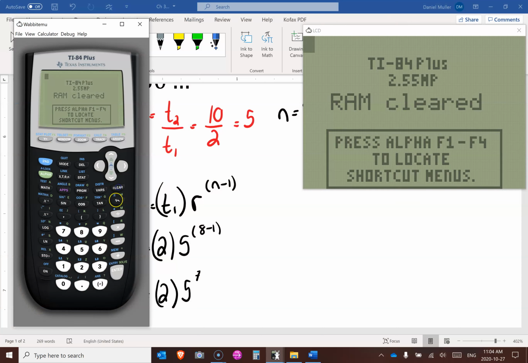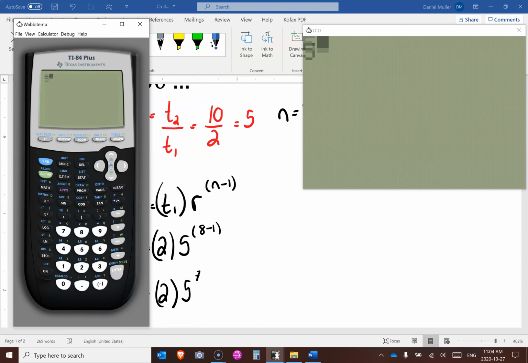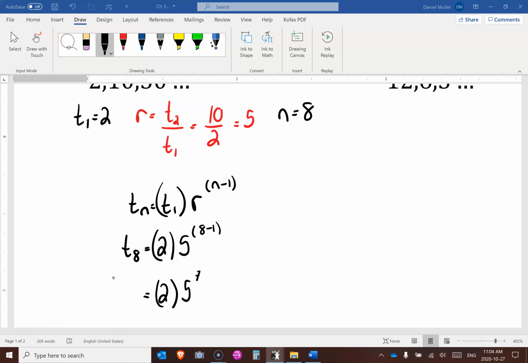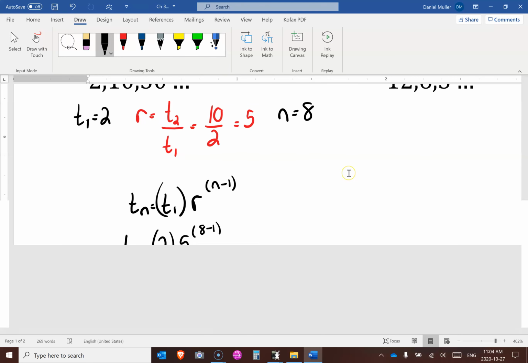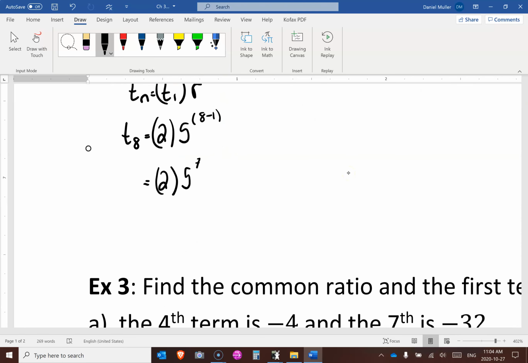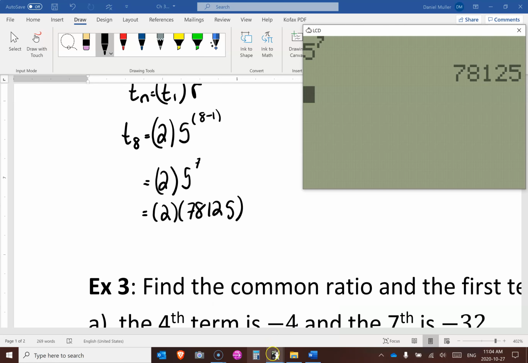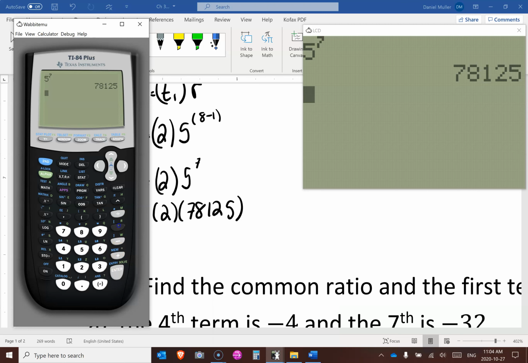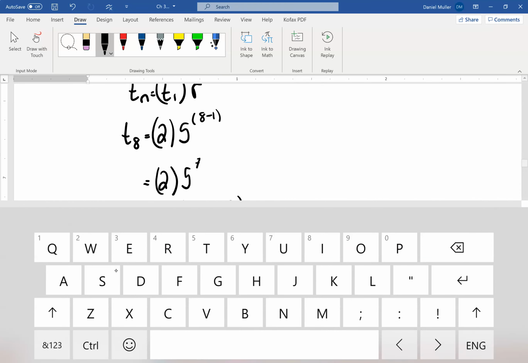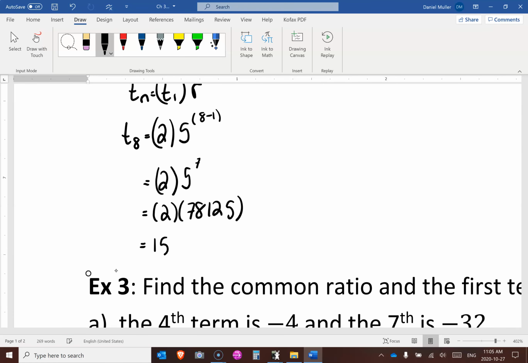So I've got 5 to the power of 7, which is 78,125. And then I need to double it. So you can bring out your calculator again: 78,125 times 2 is 156,250. So that is what term 8 is.